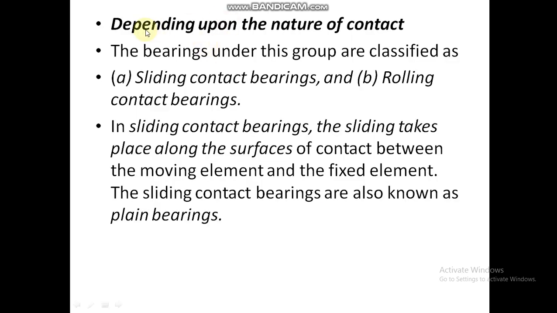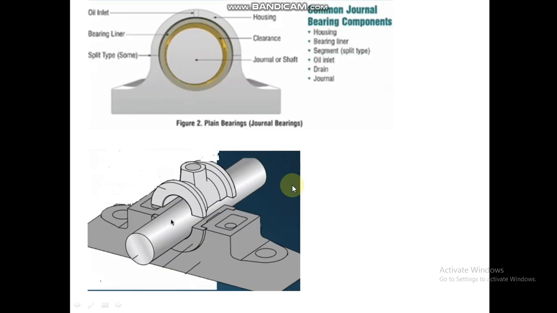Second, we can classify the bearings depending upon the nature of contact. The bearings under this group are classified as sliding contact bearing and rolling contact bearing. So what is sliding contact bearing? The sliding takes place along the surfaces of contact between moving element and fixed element. If we see this diagram, this is our journal which is the moving member, and this is our bearing which is the stationary member. So there is a sliding, we can say friction or sliding action, between the moving member and the stationary member, that is called bearing. So these types of bearings are called sliding contact bearings.